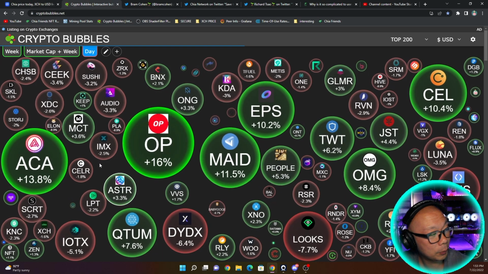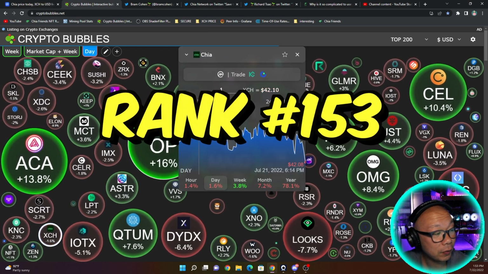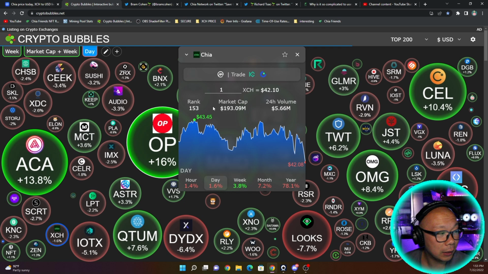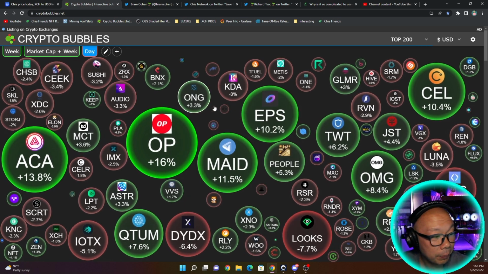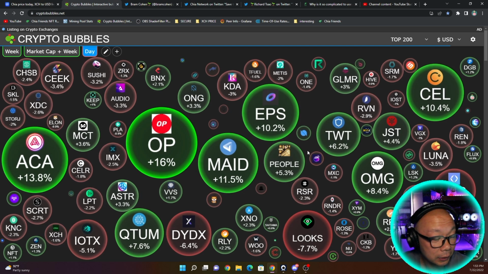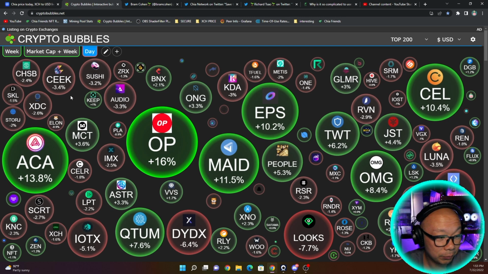So going on to Crypto Bubbles, like I said, negative 1.6%. We are ranked 153. The rank is going back down. It was at 150 at one point, doing pretty well. A lot of these cryptos are popping back up in the greens. There was a time two weeks ago that it was all a deep red bloodbath.